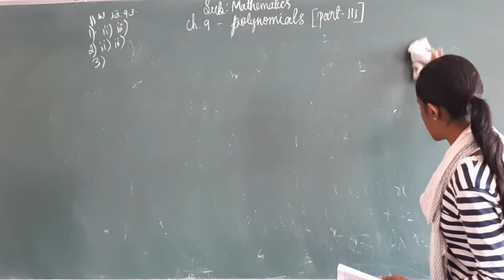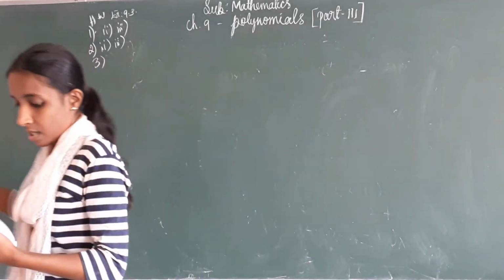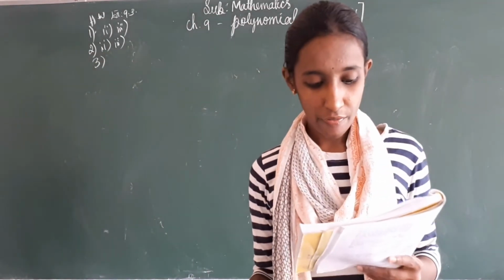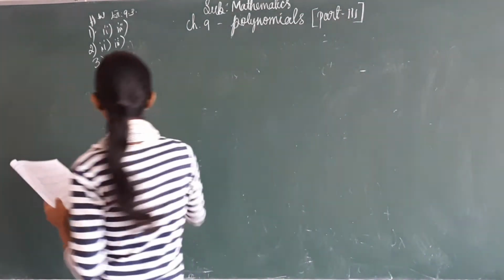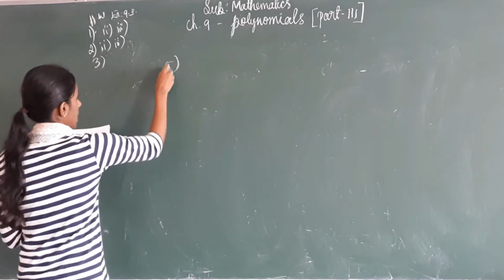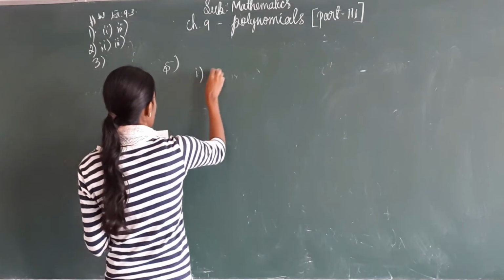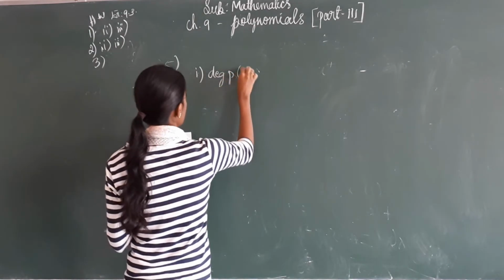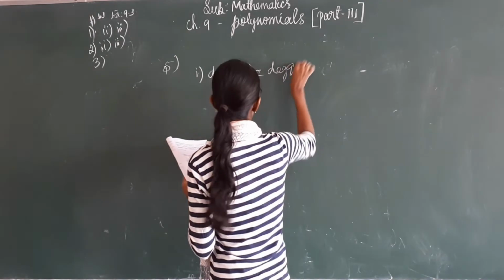You have to give example problems. Give some examples of polynomials p of x, g of x, q of x, and r of x which satisfy the division algorithm. You have to give an example. See, the condition for the first question is: degree of p of x is equal to degree of q of x.